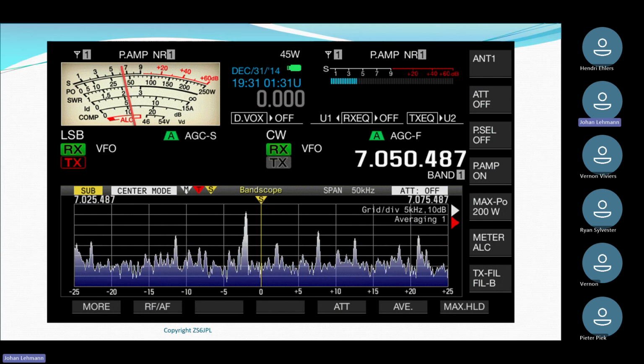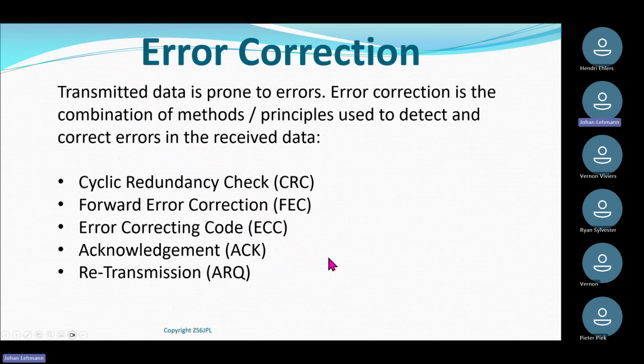Okay, let's carry on. Now we're getting to another interesting one. It's out of place in your book, according to me, but let's stick to where it is so that you know about it. It's the whole topic of error correction when I'm doing digital modes in amateur radio. So I'm saying transmitted data is prone to errors. Error correction is the combination of methods and principles used to detect and correct errors in the received data.